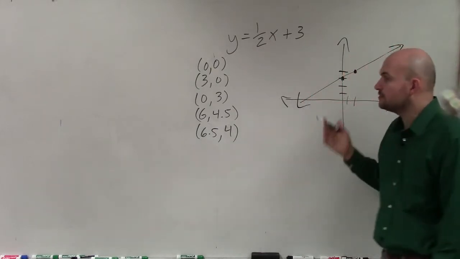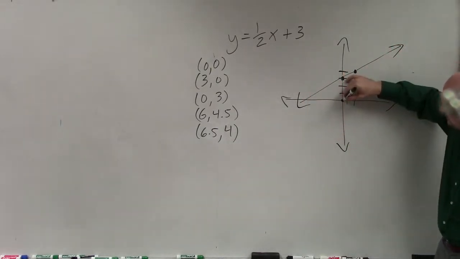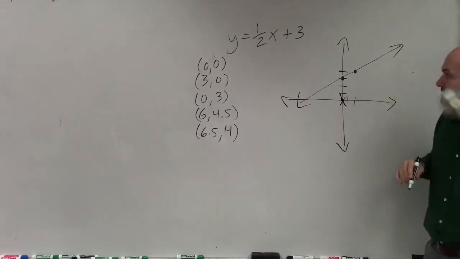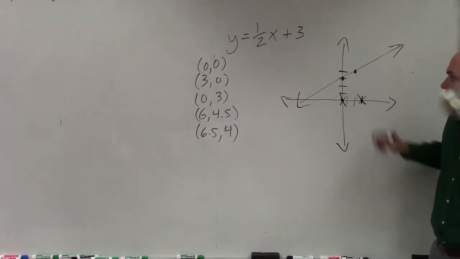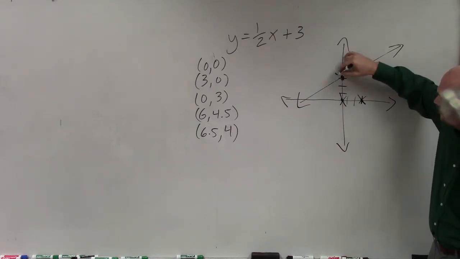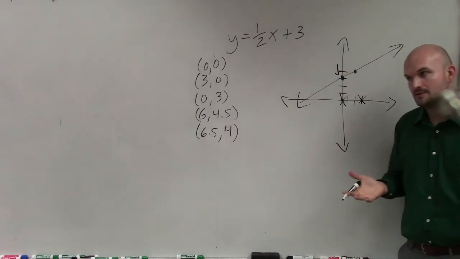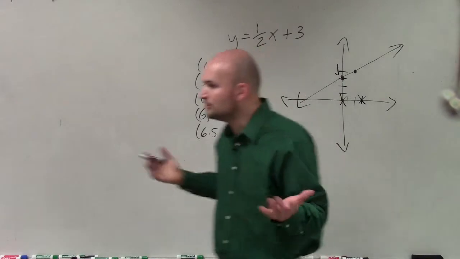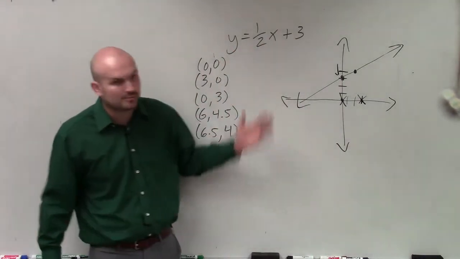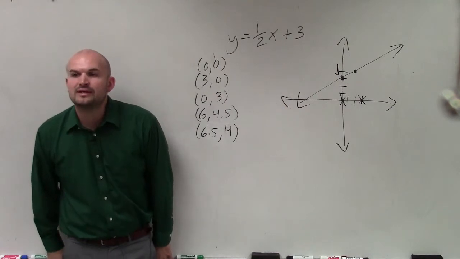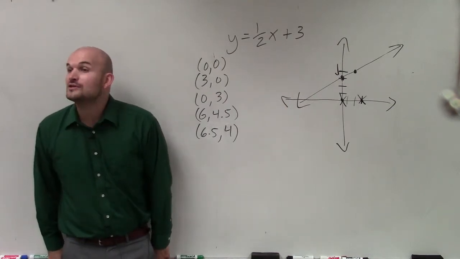So just even looking at this graph, you can see that the point 0, 0 does not lie in the line. The point 3, 0 does not lie in the line. And the point 0, 3 does lie in the line, right? So, I mean, just even with graphing, you can use kind of a system of elimination to kind of determine which point works. However, Brandon, there's another way that we can do it.